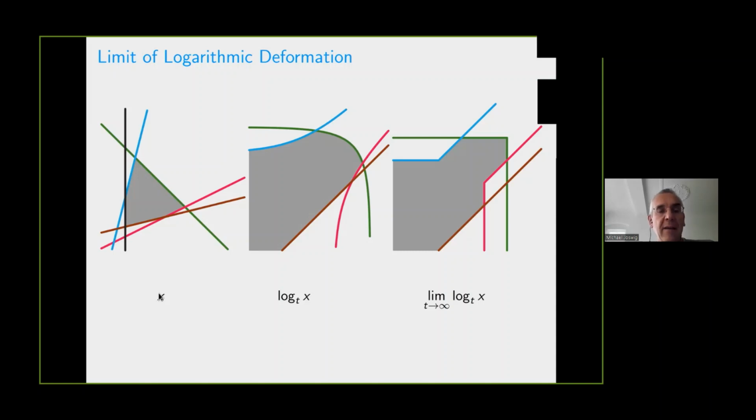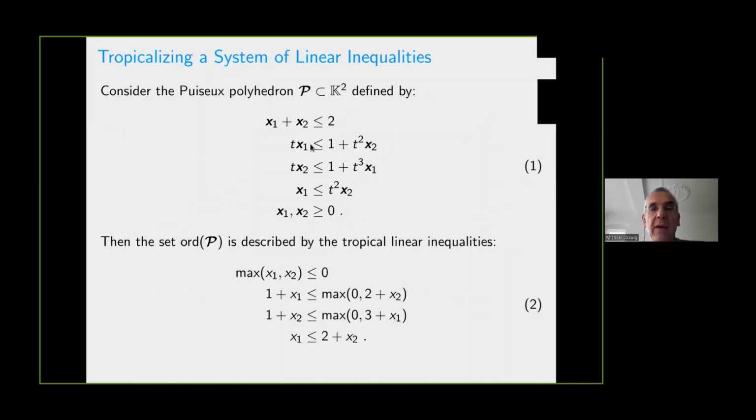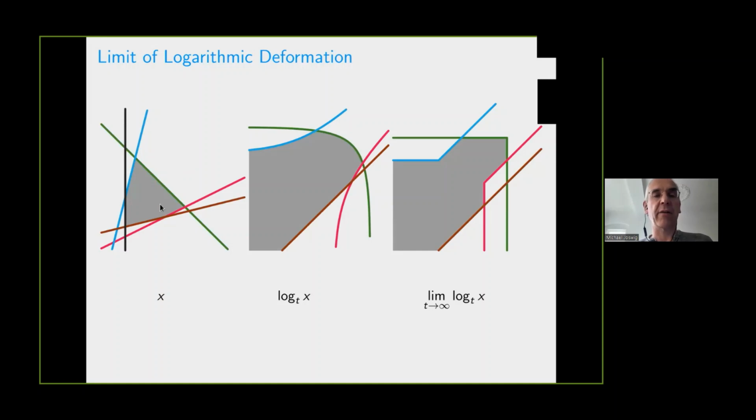But we can look at this linear program that we saw here also for a fixed value of t, and then it just looks like an ordinary linear program like this. And then we can deform it by applying the map which sends x to the logarithm of x to the base t. Then it maybe looks a little bit like this, a little bit rounded.